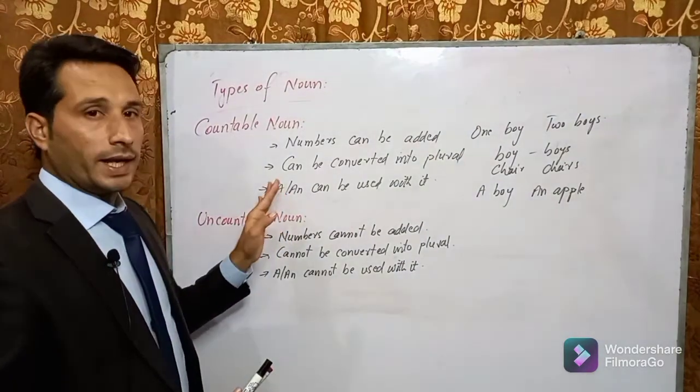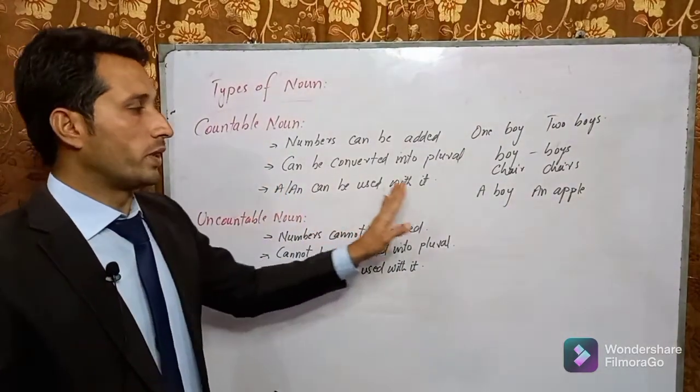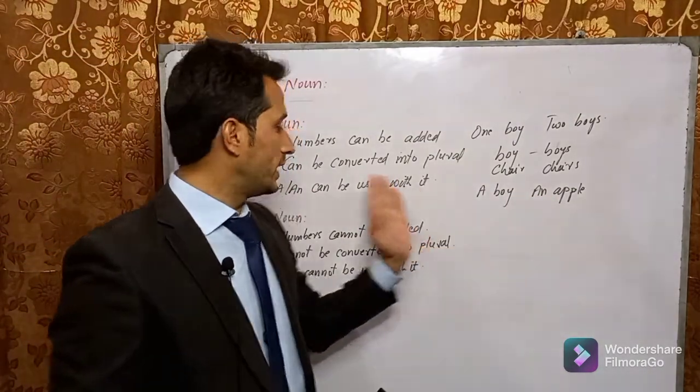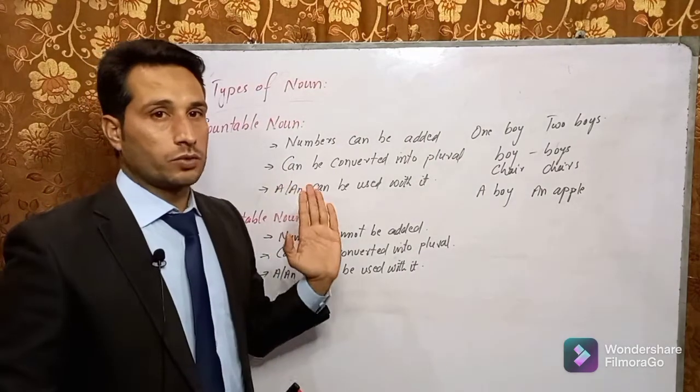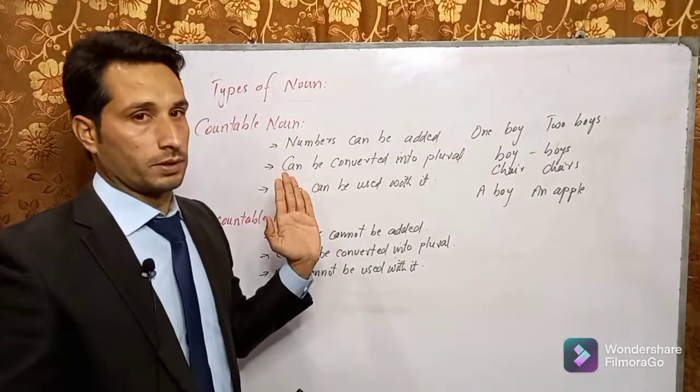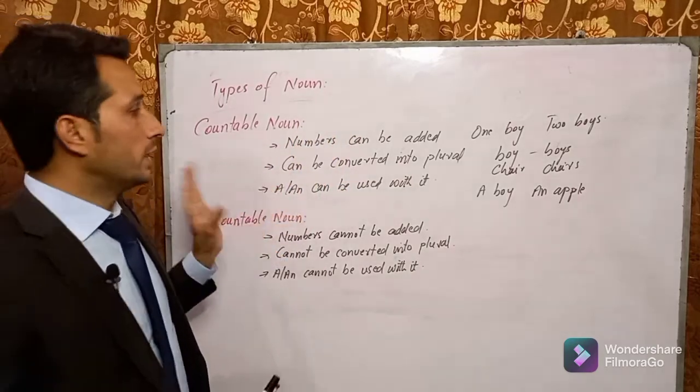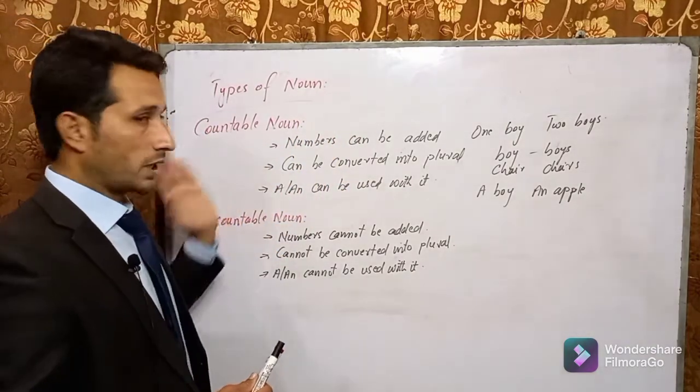Third, a and an article can be used with it. A boy, an apple. If we cannot add these articles with a noun, that noun cannot be countable. So these are the three features. If we find these features in a noun, that noun is supposed to be countable.